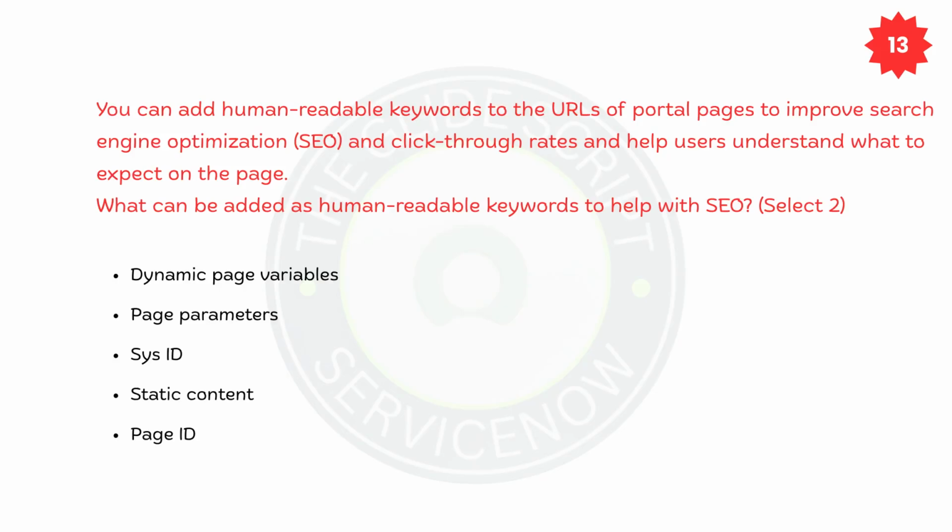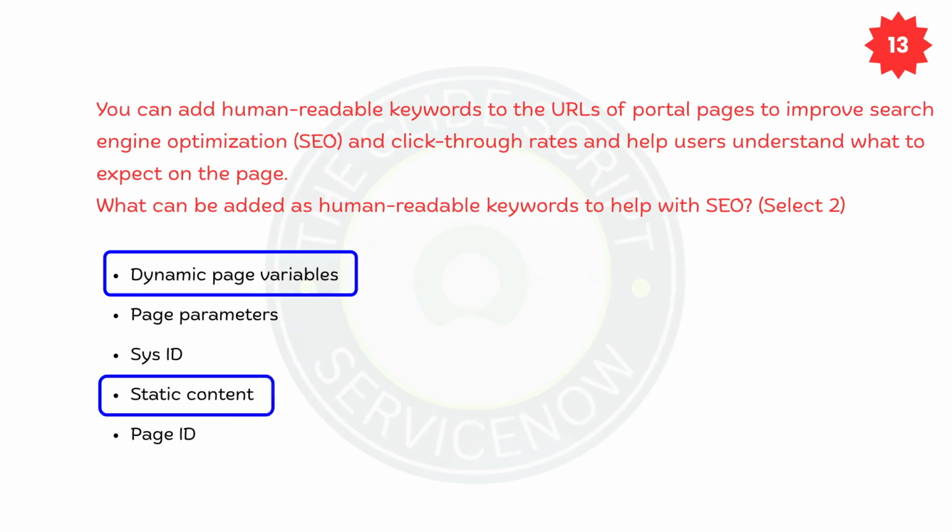Next, you can add human readable keywords to the URLs of portal pages to improve search engine optimization (SEO) and click-through rate and help users understand what to expect on the page. What can be added as human readable keywords to help with SEO? You'll have to select two choices here. The first one is dynamic page variables, and the second correct option will be the static content.